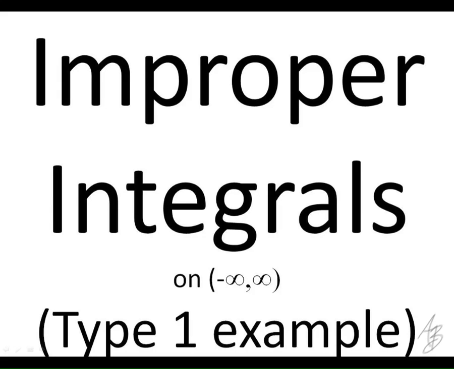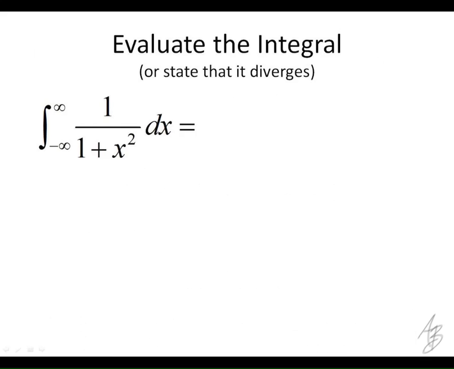Remember, the type 1 integrals are the ones that have either negative infinity or positive infinity as the limits. In this example, we're going to have negative infinity and positive infinity both as the limits. So we're going to take the integral of a function that goes from negative infinity to positive infinity. We're going to go both ways with it.